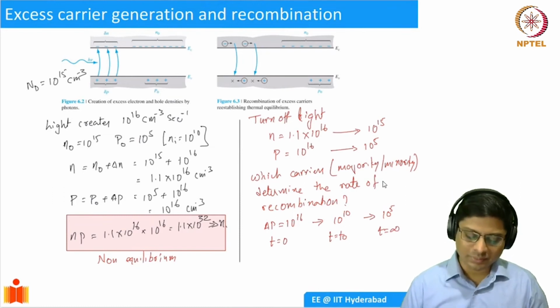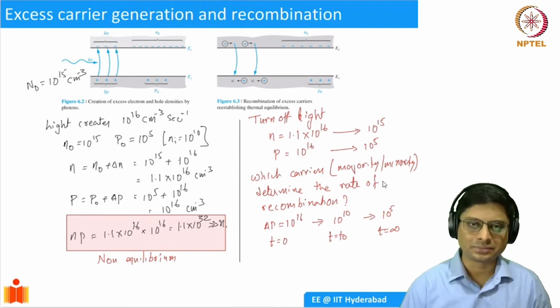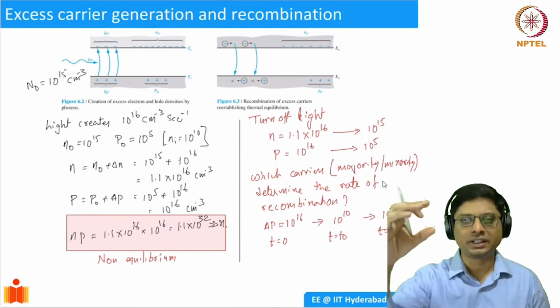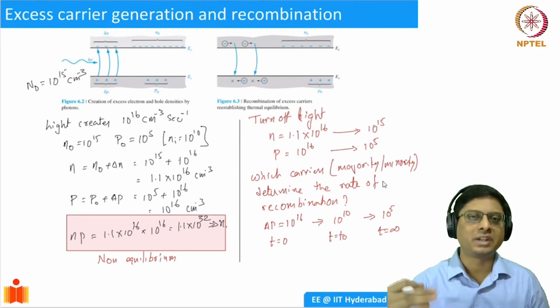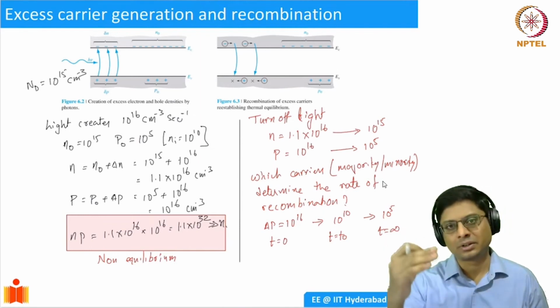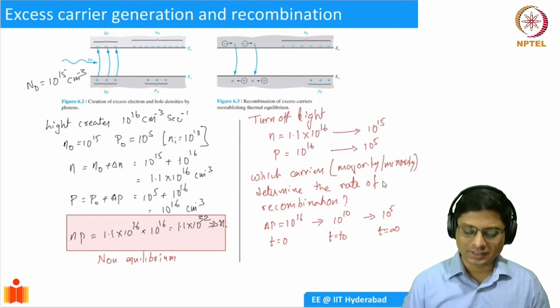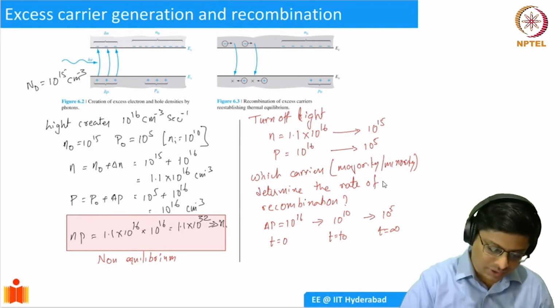What this means is the rate at which the recombination happens is proportional to the minority carrier density. Once you have a very high excess minority carrier density, the rate of recombination is going to be large and it's going to decay very, very fast. But once the number of excess minority carriers comes down, the rate of recombination slows down. This is an important thing, so we will make a very important conclusion here.